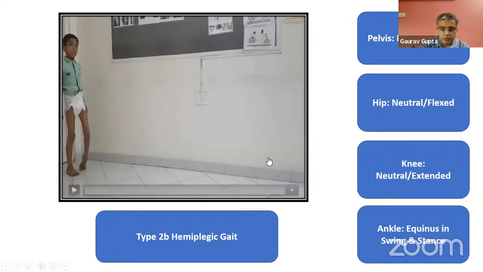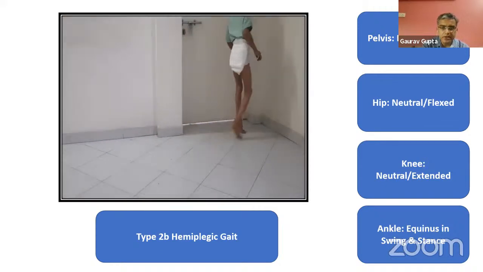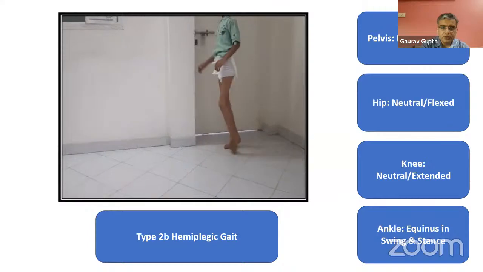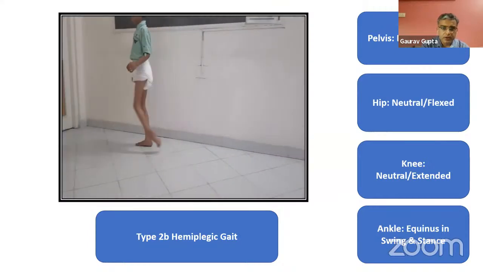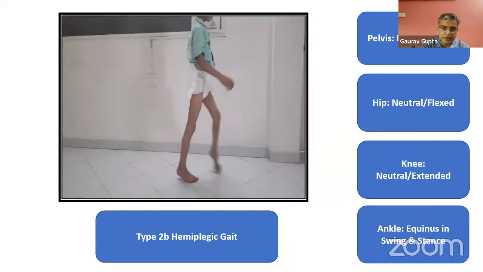Then type 2. So type 2 can be further divided into 2A and 2B. In 2A, there is equinus at the ankle, but the knee does not go into hyperextension. It goes into full extension, but not into hyperextension. And 2B, where the knee also goes into hyperextension. So now you can see that there is equinus throughout the gait cycle and the knee goes into hyperextension. Here the knee is going into hyperextension, so we have graded it as 2B.